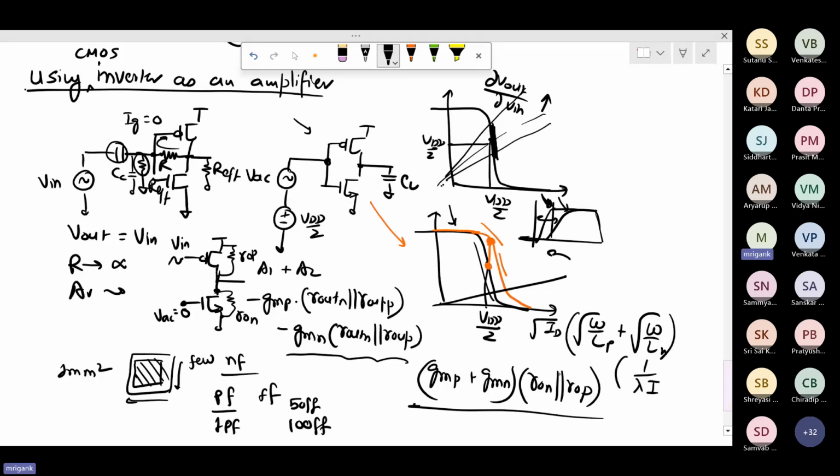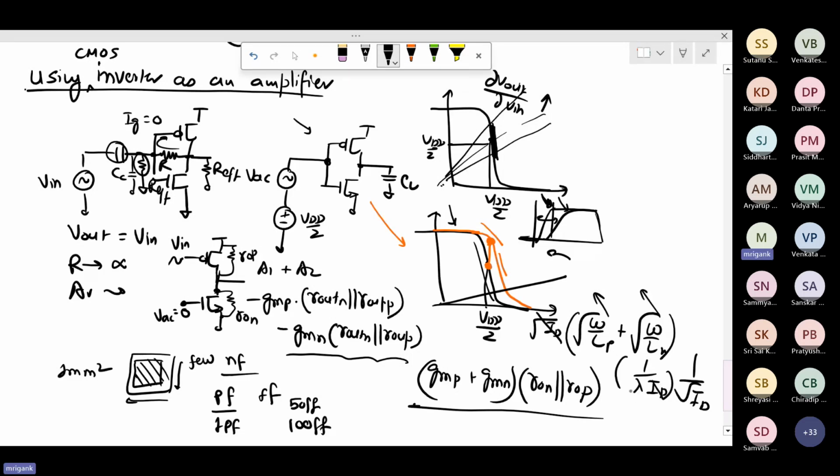Using lambda as a common thing, you have lambda N parallel lambda P, you can combine. Effectively, this is the equation. So definitely we are getting 1 upon root ID and we are getting root under W by L of N and P in the numerator. So what does that tell us? If you increase the W by L of N and P, and you have 1 upon lambda ID, what does lambda depend upon? How does it depend upon L? Inversely proportional to the length, right?